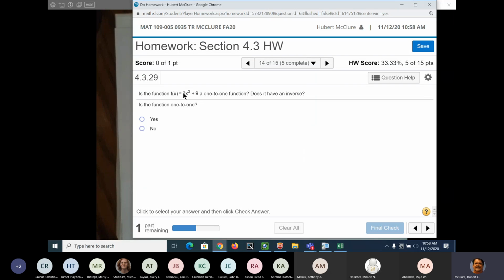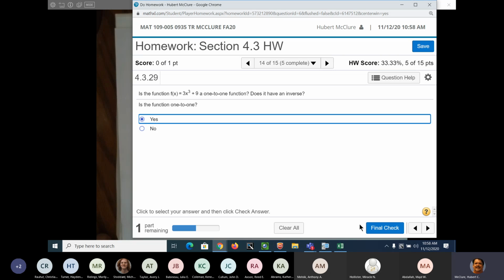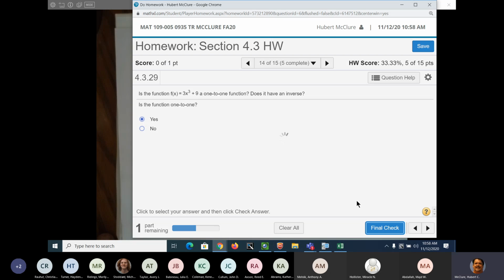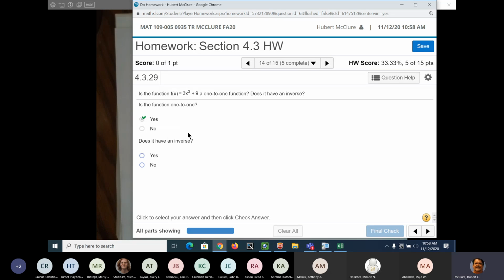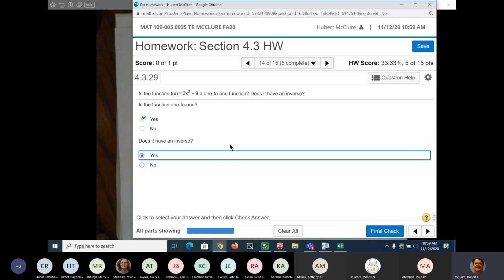Is the function one-to-one? Yes, it's 1-to-1 because it's a cubic function. Does it have an inverse? Well, let's do it in our head. Let's see, y is equal to the cube root of 3x, so x is equal to x minus 9, the cube root of (x minus 9) divided by 3. Yes.